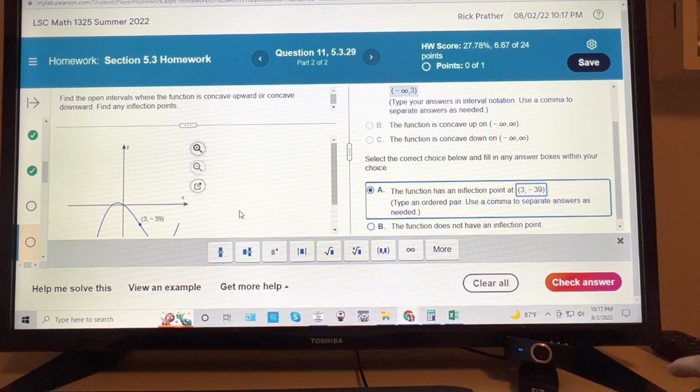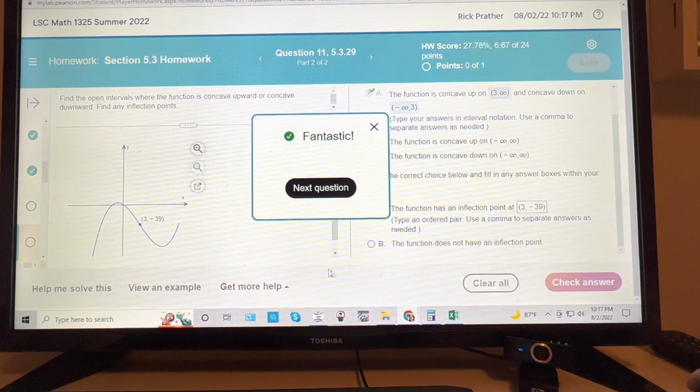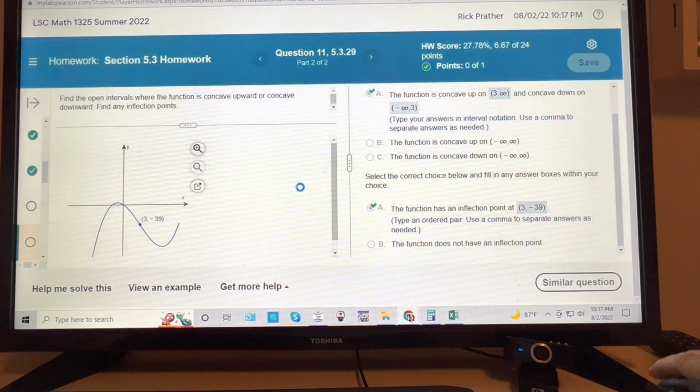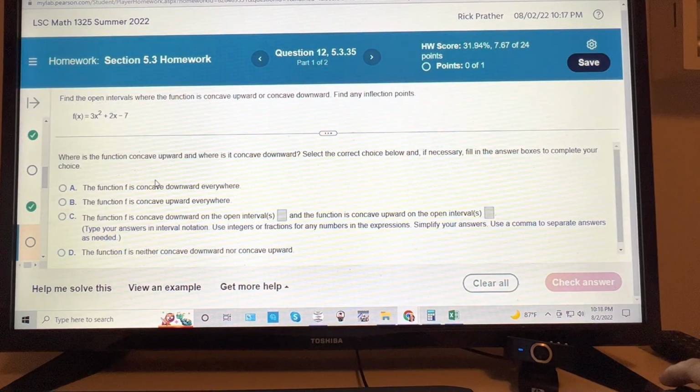And I don't have to do it much here because they labeled the point already. So sometimes they give you the x where it's happening and you have to find the y yourself. But I can just look it up here on the graph. So that was an inflection point there.